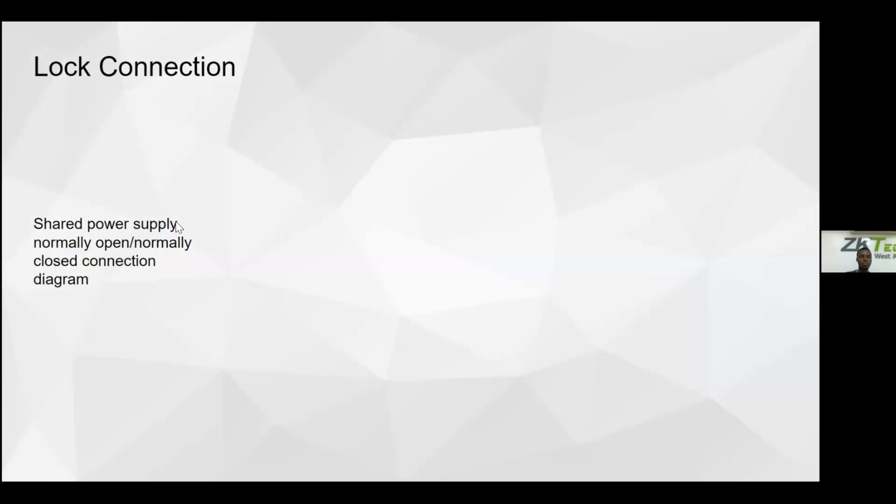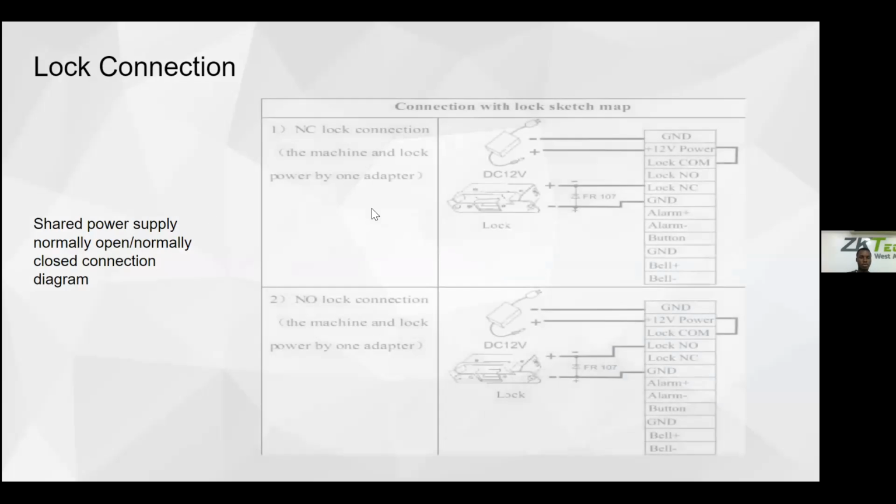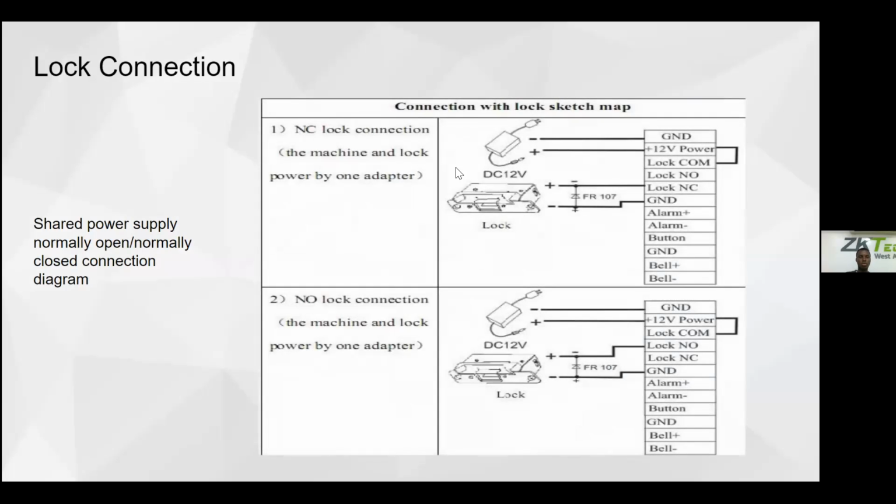So for lock connection, we are looking at a type of connection where power is shared, for normally open or normally closed. This is a pictorial diagram that tells us how this connection is done: connection with lock sketch map.